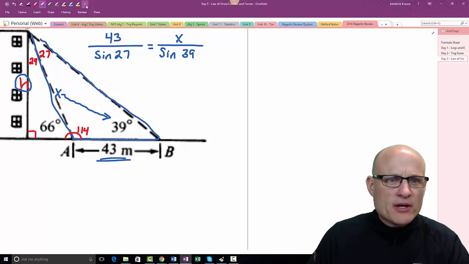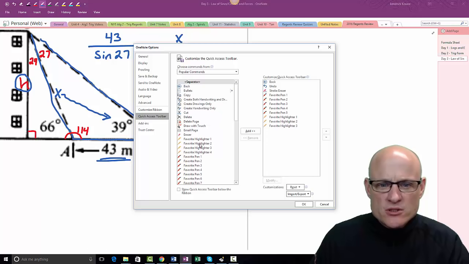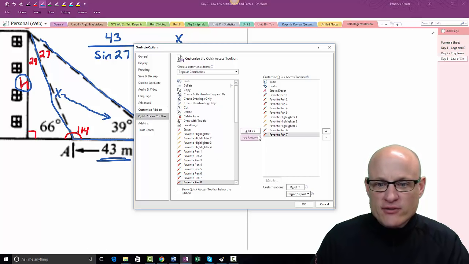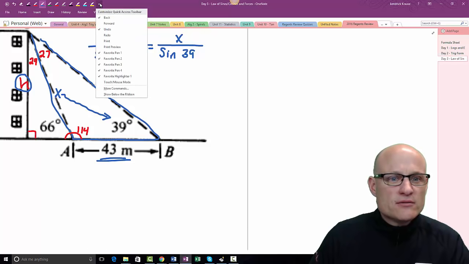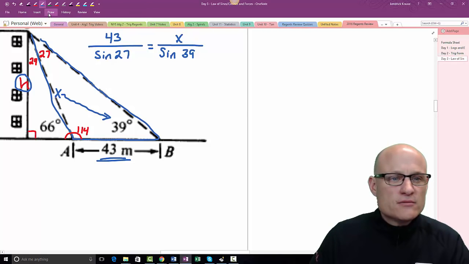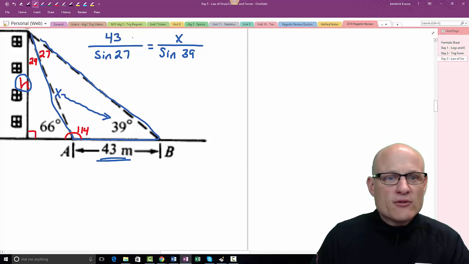I'm missing some of my favorite pens. Let's see if I can add a few more friends. I've got 5 favorite pens. Let's go 6 and 7. That didn't really help. I have no idea. Whatever. Who cares?